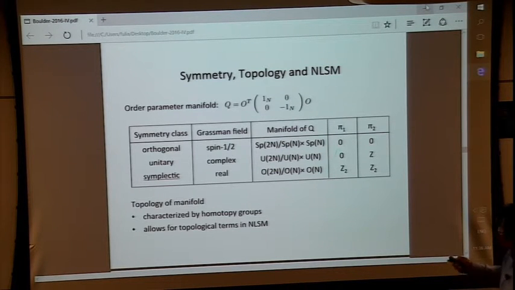What's interesting is that these manifolds sometimes have non-trivial topology. You heard yesterday from Xiaogang about pi 1, the first homotopy group, which tells you if you have a loop in that manifold, whether this loop can always be smoothly deformed into a point, whether loops are always contractible or not. If the first homotopy group is non-zero, it says that within that manifold, there are certain closed paths that cannot be contracted to a single point.